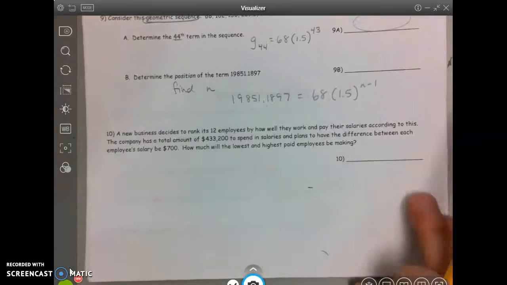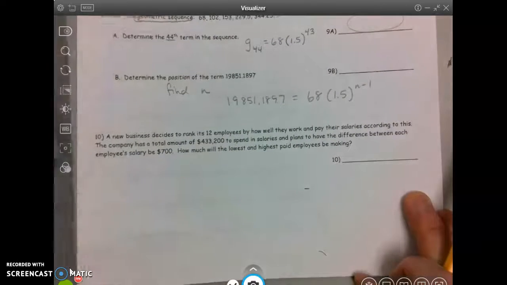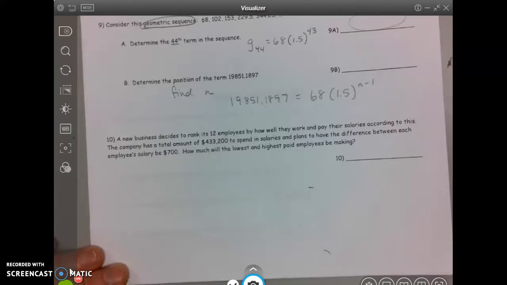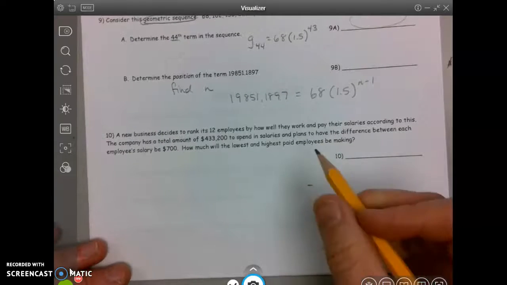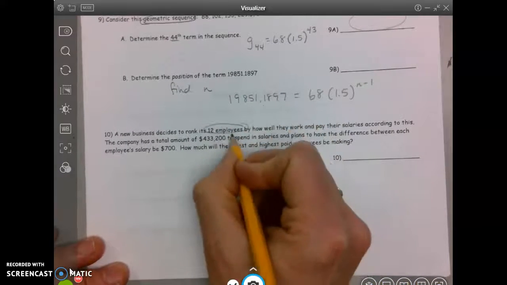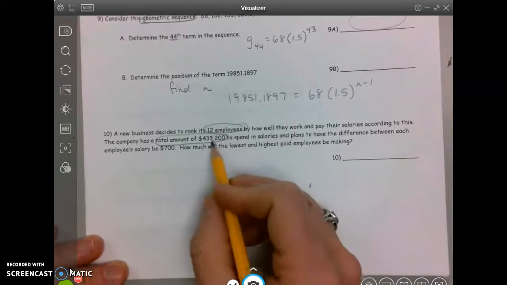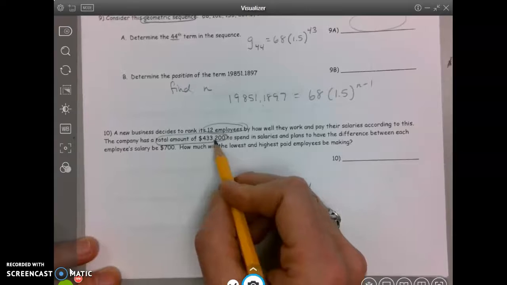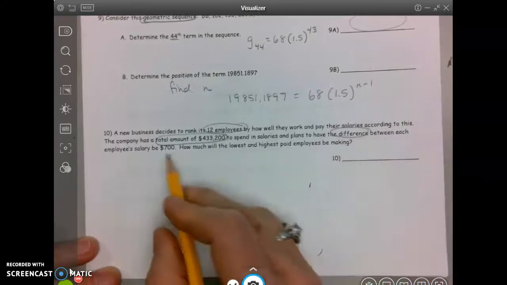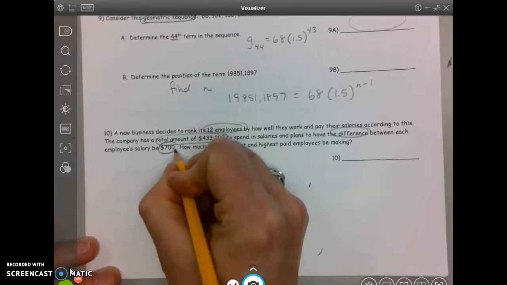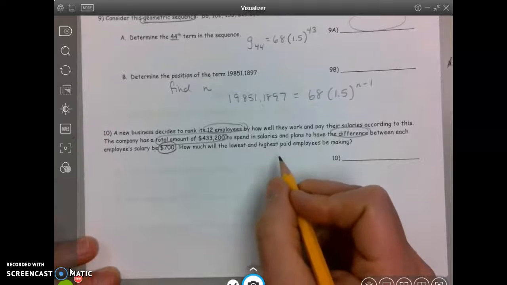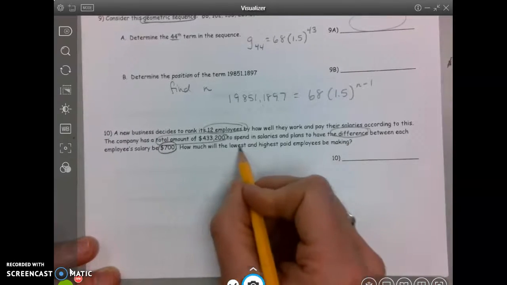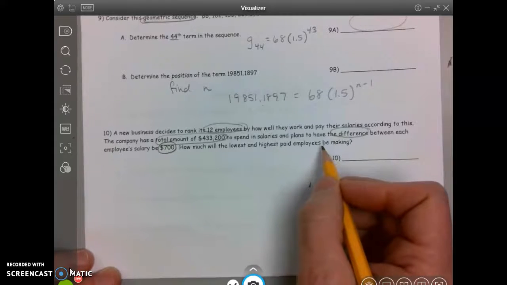A new business decides to rank its 12 employees by how well they work and pay their salaries according to this. The company has a total amount. So first we have 12 employees and a total amount of $433,200 to spend in salaries, and plans to have the difference between each employee's salary be $700. So this sounds arithmetic because there's a constant difference of $700. How much will the lowest and highest paid employees be making?